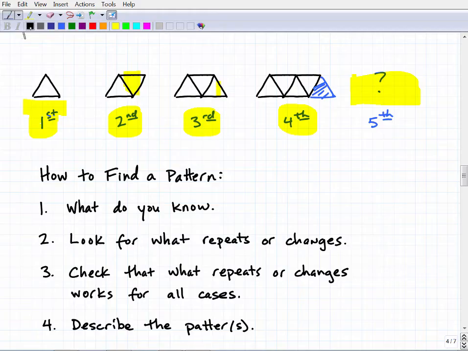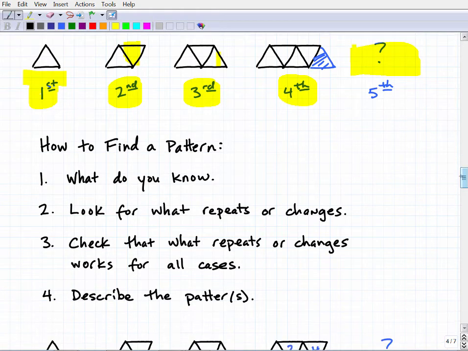And you would be correct, but I think this is a pretty easy pattern. It's a good pattern for us to start talking about how to find a pattern. So in general, what do you know? Well, this is all I know. This is all the information I'm given.